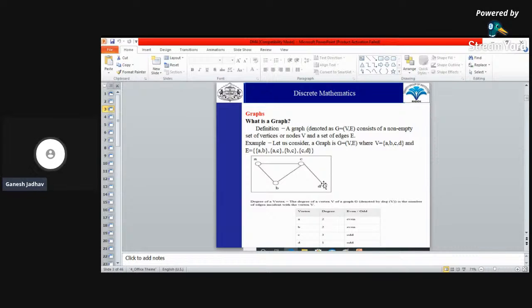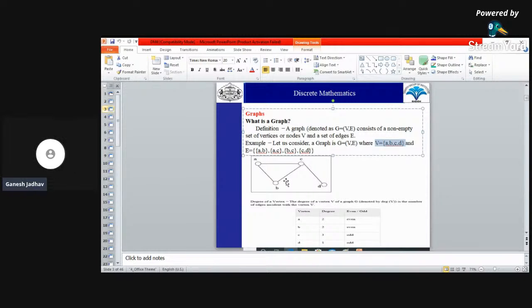So we can say that the vertex set is equal to A, B, C, D. And edges are these lines: one, two, three, four. So these four lines are the edges. This is very simple.